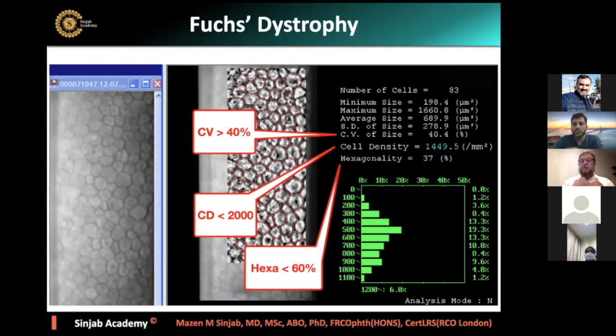So again, I have to say the parameters of the endothelial cell count. We look at the cell count, which depends on the patient's age, but it should be at least 2,000. The second thing is hexagonality, which should be more than 60%. The CV index should be less than 40% in a normal cornea. If the CV is more than 40%, if the hexagonality is less than 60%, and if the cell count is less than 2,000, then it is abnormal. And it's very clear from the shape of the cells that it is Fuchs dystrophy.